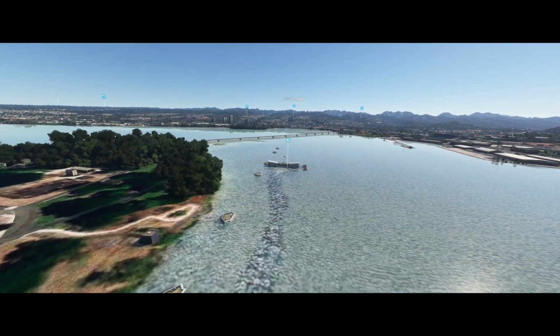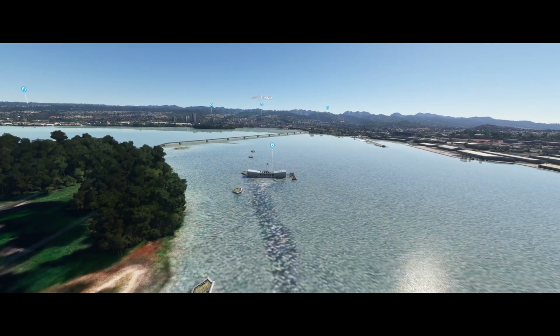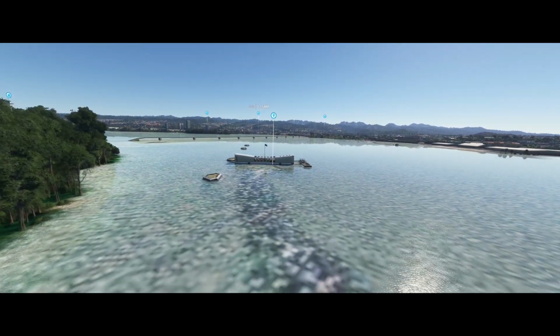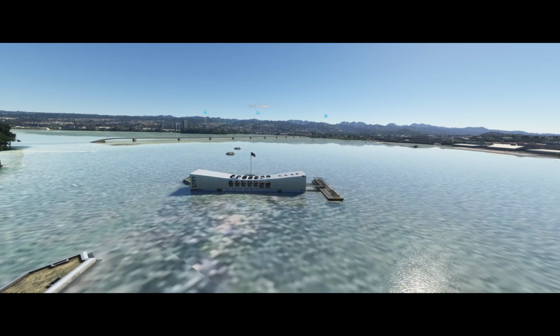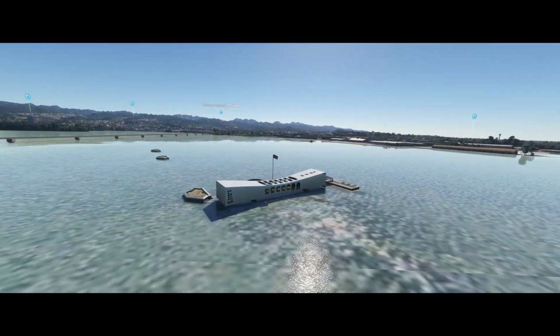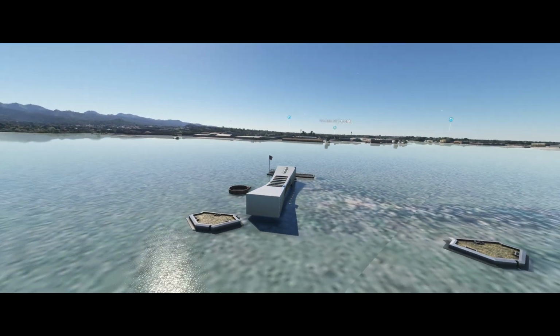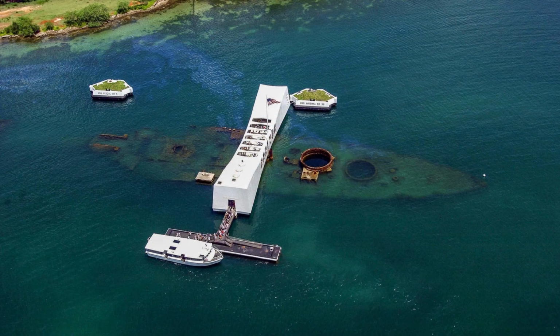So you can see here, I am approaching the Arizona Memorial. Now, I'll insert some pictures so you can see a little bit clearer, because this is obviously a flight simulator. But the battleship Arizona is right below the surface, and that is a tomb for about 2,000 people. So this is sacred ground.